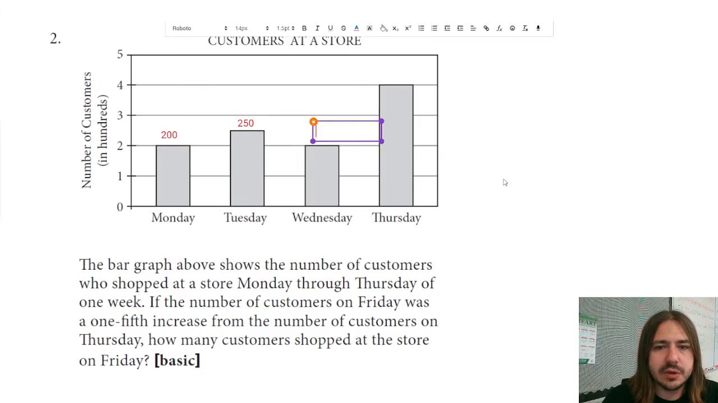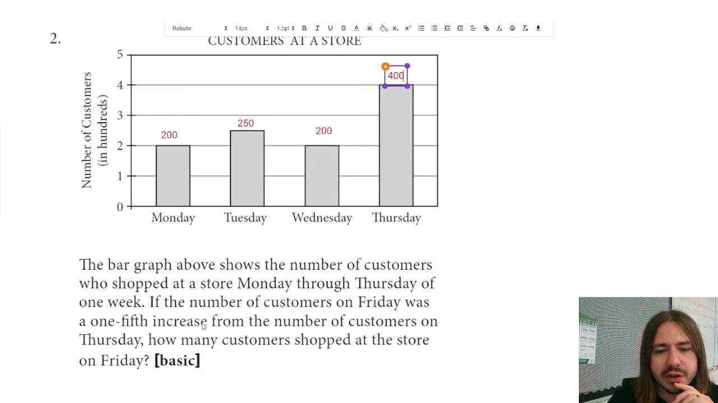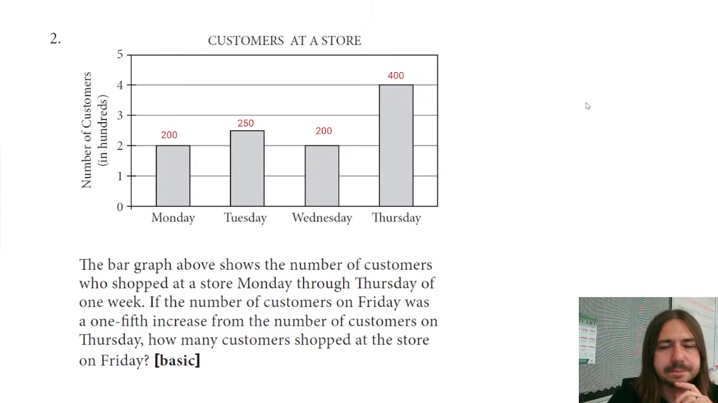Wednesday is back down to 200, and it looks like Thursday is their busiest day. We get 400. Okay, let's move on. If the number of customers on Friday was a 1/5 increase from the number of customers on Thursday, how many customers shopped at the store on Friday?